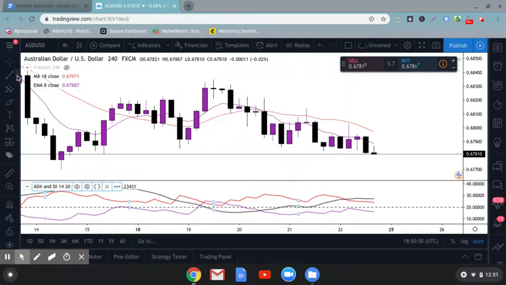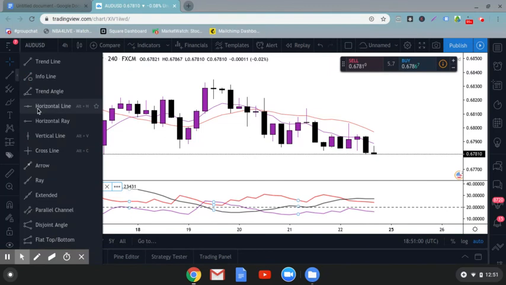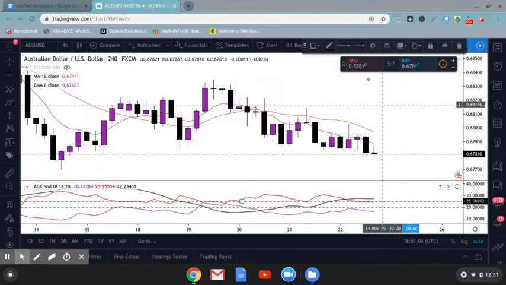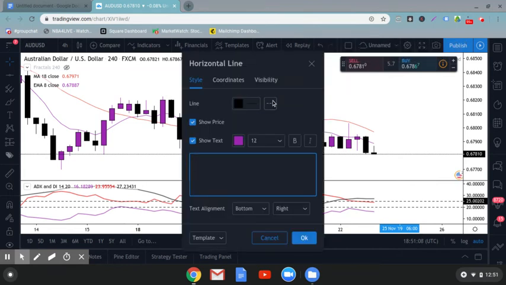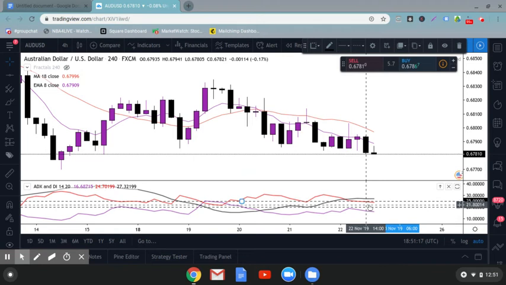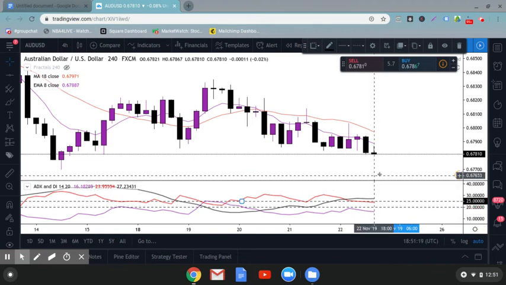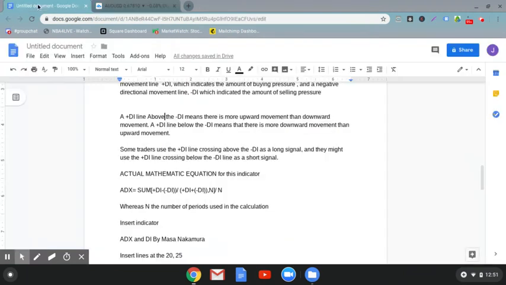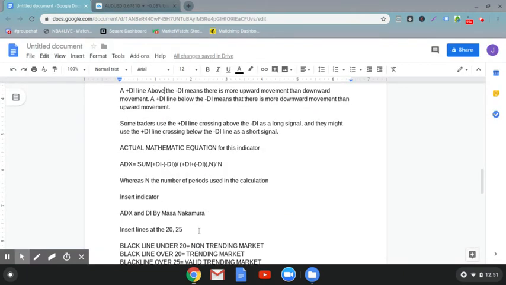Now, the next thing that we're going to do, we're going to come up here and find a horizontal line. We're going to plop it. In the settings of that line, make sure that it is dashed, and make sure that you create a dashed line. And then coordinates, you want it to be 25. Okay, so you should have your chart looking like this. And that's how you're going to set it up.